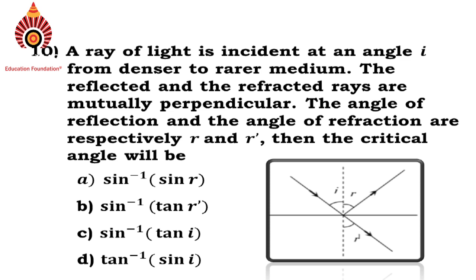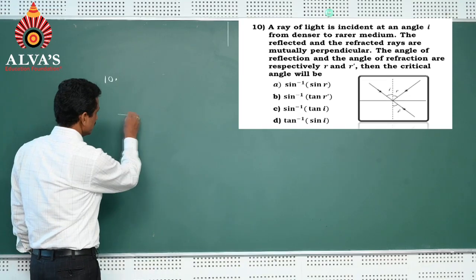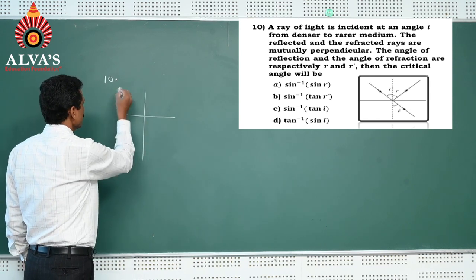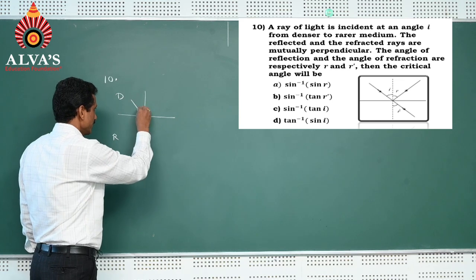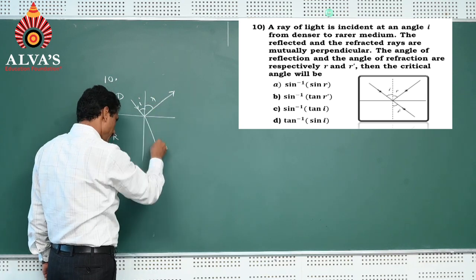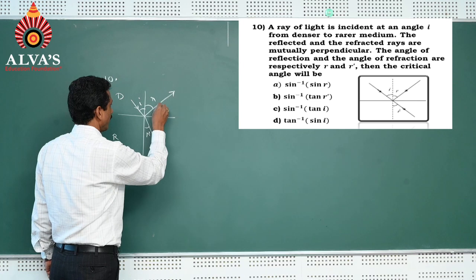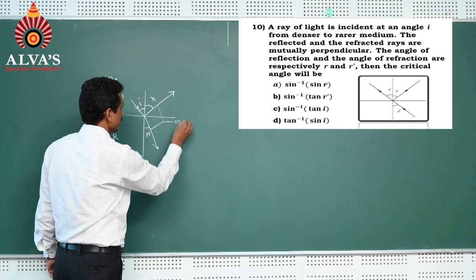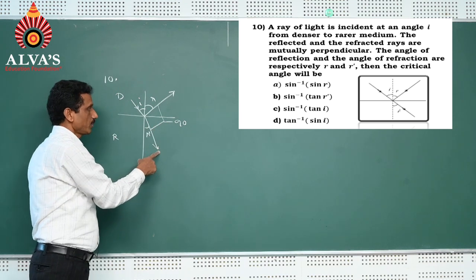A ray of light is incident at an angle I from denser to rarer medium. The reflected and refracted rays are mutually perpendicular. The angle of reflection and the angle of refraction are respectively R and R dash. Then the critical angle will be, see this, the ray travels from denser to the rarer medium. Denser medium, this is a rarer medium. Incident angle is I, reflected angle is R, refracted angle is R dash. The angle between these two is 90 degrees. The reflected ray and refracted ray are perpendicular to each other.